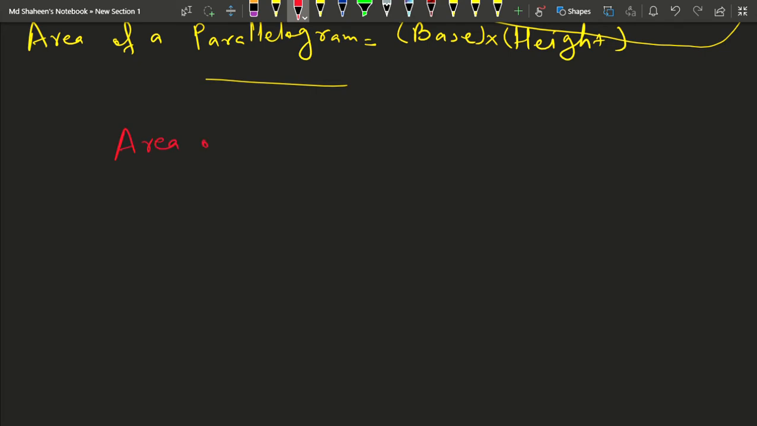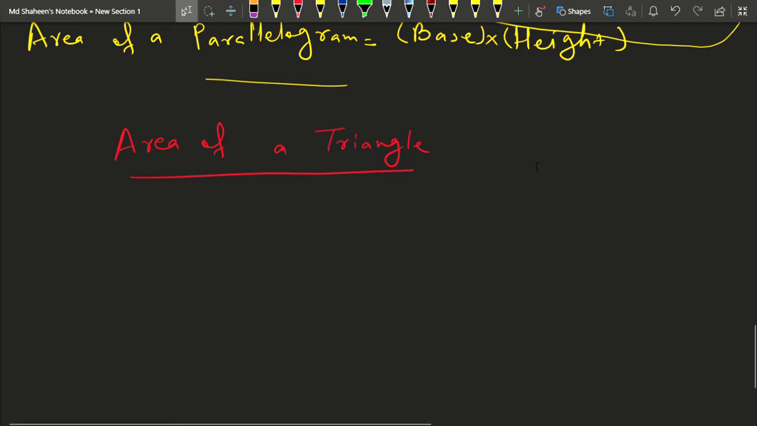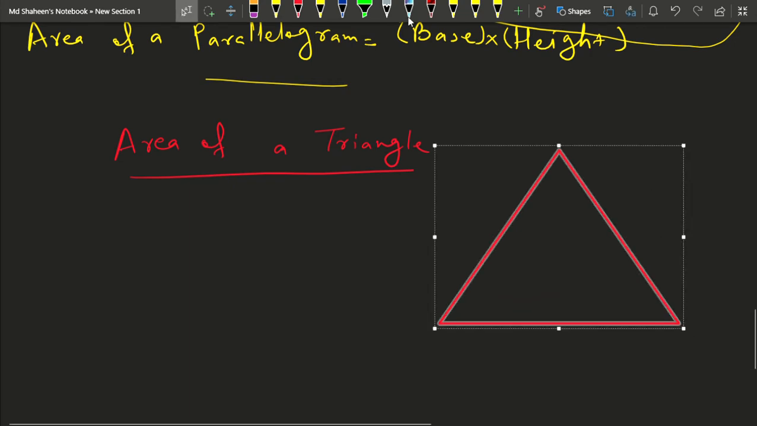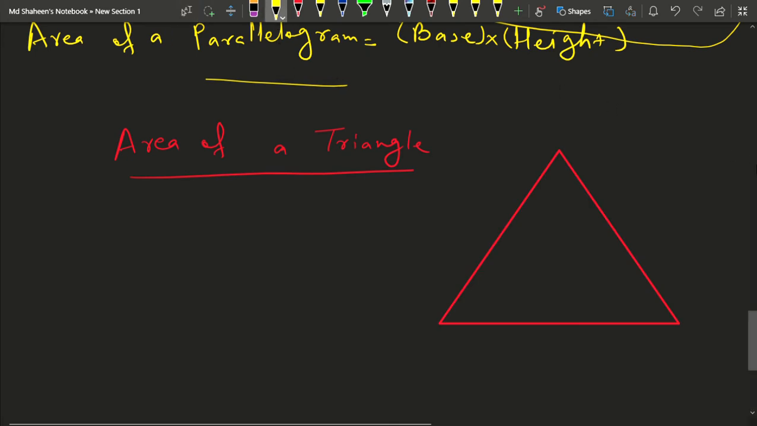Area of a triangle. How can you find the area of a triangle? See, to find the area of a triangle, you need two things. This is our triangle. So how can we find the area of a triangle?